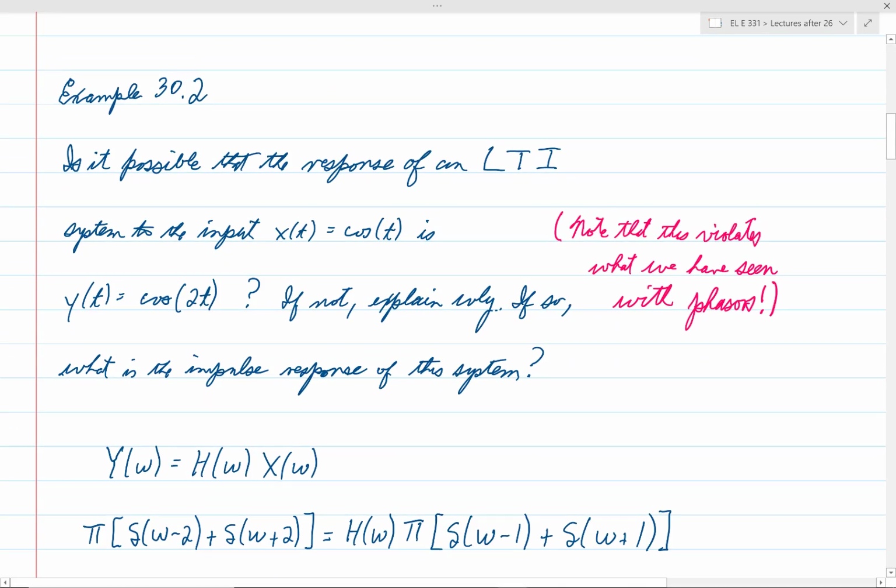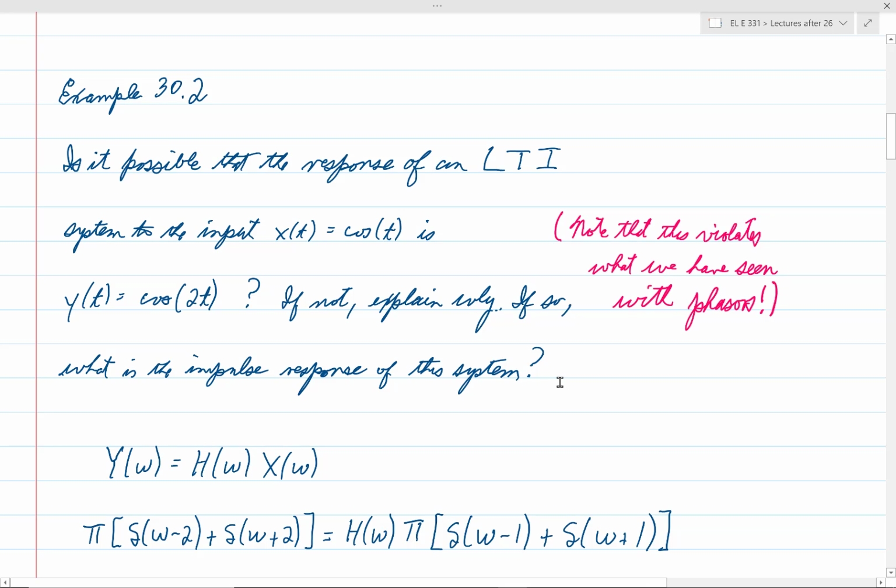So let's come to another problem where we again will ask if a certain input-output pair is possible. This time we say, is it possible that the response of an LTI system to the input x of t equals cosine t is y of t equals cosine 2t? If not, explain why. If so, what is the impulse response of this system?